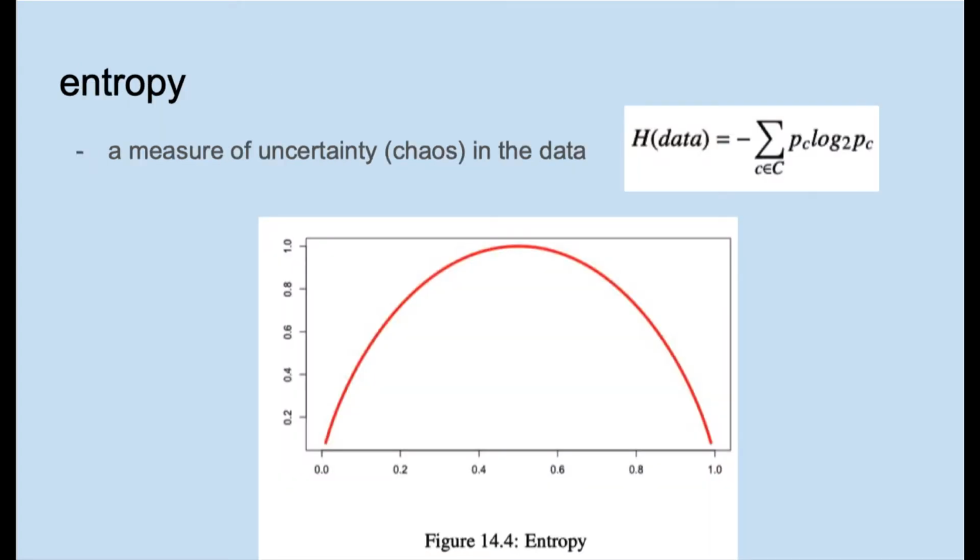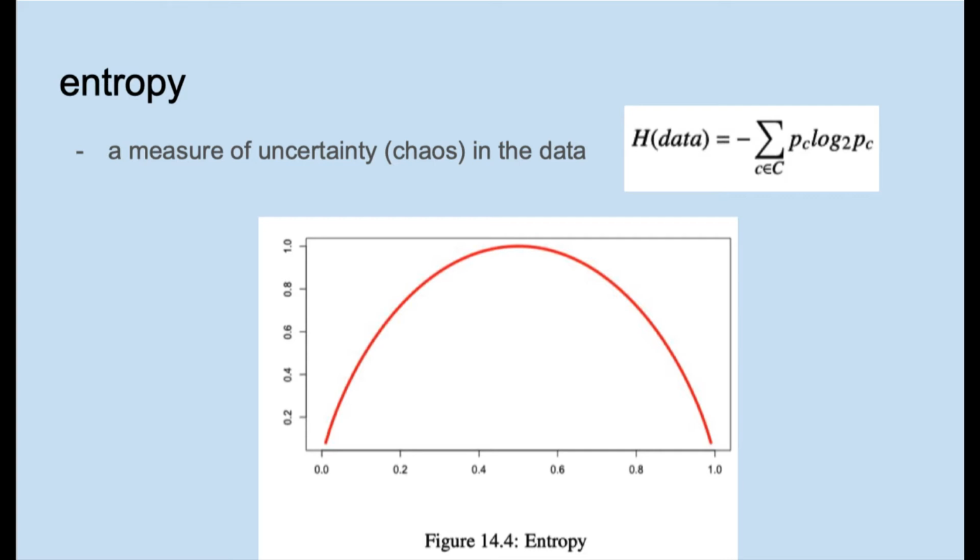There are many different metrics that decision tree algorithms can use to find the best split. First, we'll talk about entropy and information gain. Entropy is a measure of uncertainty or chaos in the data. The formula there sums, over all the probabilities of our classes, the probability times the log of the probability, sums those up and negates it. H is the traditional symbol for entropy.